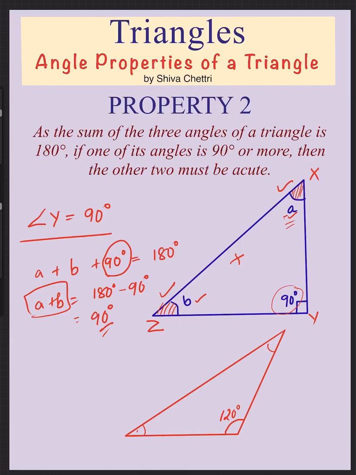Similarly for this second drawing also, it is already 120, right? Suppose this be A, B. So A plus B plus 120 gives you how much? 180 degree. So A plus B is how much? 180 minus 120 degree, right? So that gives you 60 degree. So now it's even lesser. So if you add A plus B, you'll get how much? 60 degree. That means it is much lesser as compared to the first one. So it is understood that if it is more than 90 degree or equal to 90 degree, then the remaining two angles will always be acute, less than 90 degree.